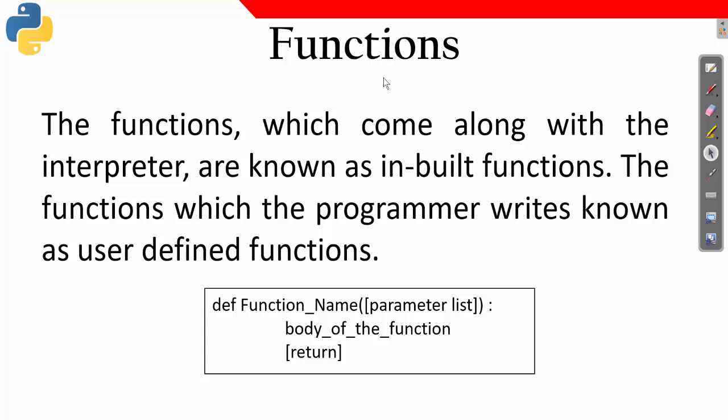Now the function is like in C or C++, we need to define it for a specific set of work. The keyword starts with def. Def, function name, and if parameters are required, I'll pass the parameters. Then I'll have a colon. This parameter list is basically optional, I may or may not have it. Then the body of the function I need, and the return statement is also optional. If I want to return something I can, otherwise it is not required.